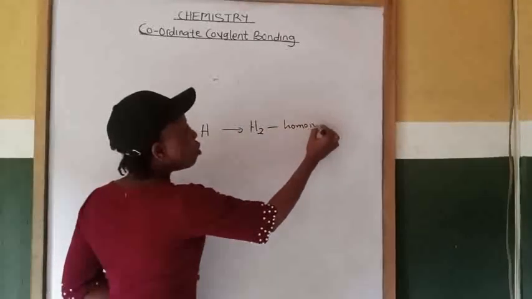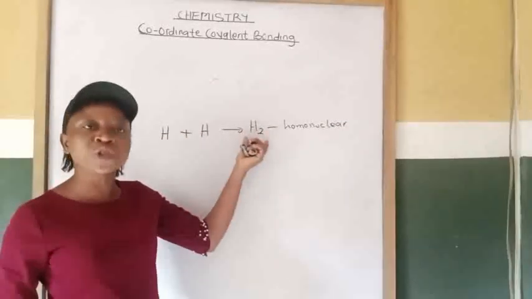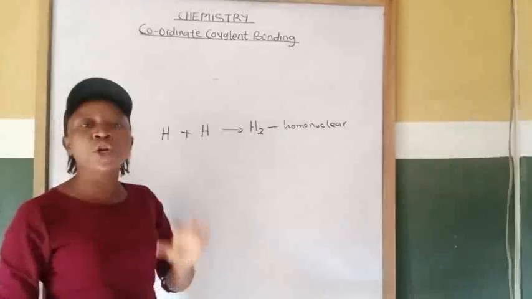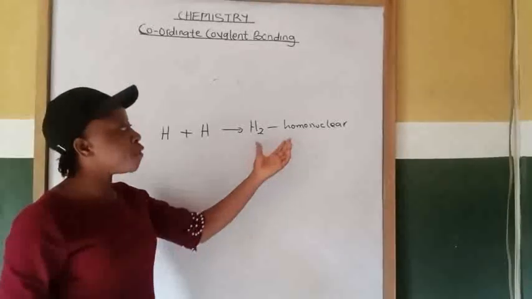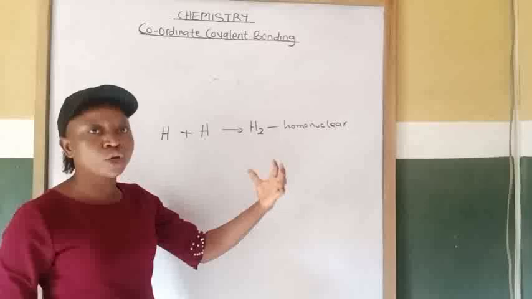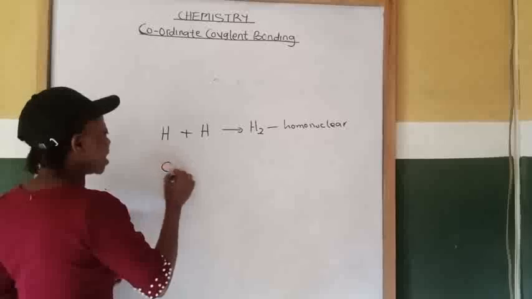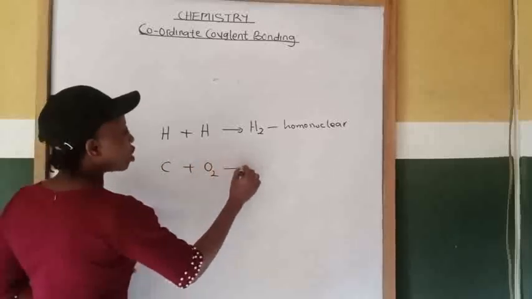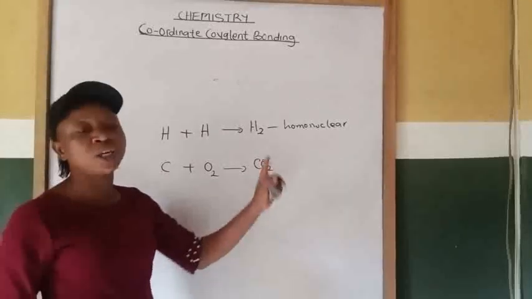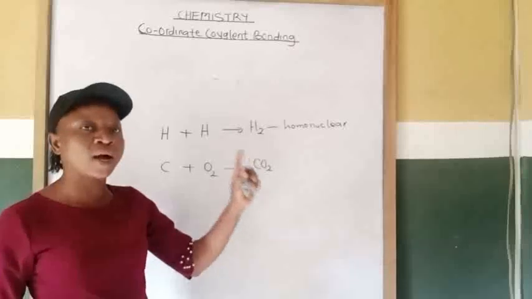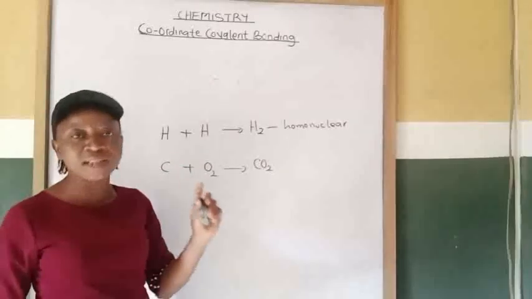Then we call this a homonuclear molecule. Why? Because it consists of atoms of the same element. So when we have non-metallic atoms of the same element, the product formed is called a homonuclear molecule, which is a covalent molecule. But when we have atoms of different elements, like carbon plus oxygen, it will give us carbon(IV) oxide. So atoms of different elements will give us what we call a heteronuclear molecule, which is also a covalent molecule.